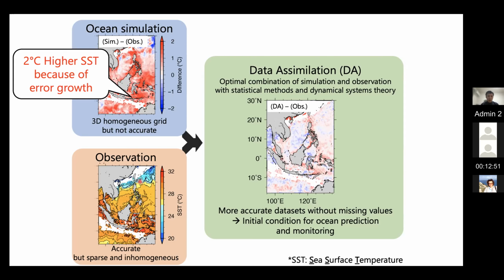On the other hand, observations provide accurate values, but the distribution is sparse and inhomogeneous. Again, data assimilation can play a role in combining simulation and observation optimally using the statistical method and dynamical system theory. So we can see the small SST difference between the data assimilation run and observations. Thus, data assimilation provides a more accurate data set without missing values. This data set can be used for initial conditions for ocean predictions and ocean monitoring.